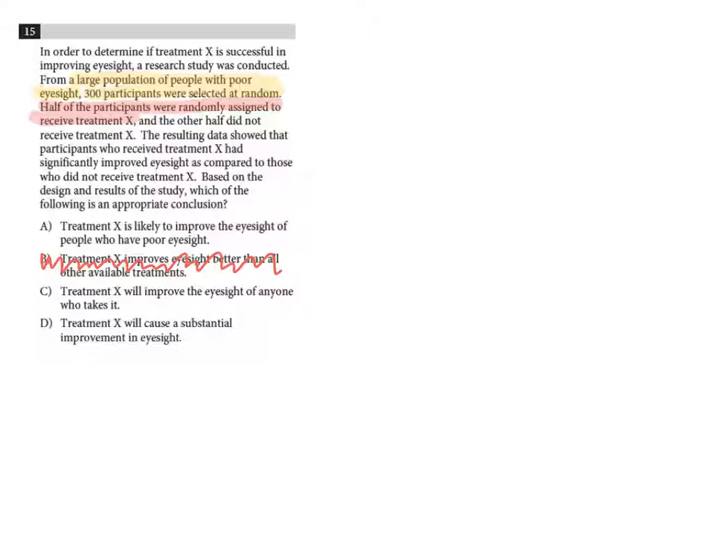C. Treatment X will improve the eyesight of anyone who takes it. Also, can't make that conclusion because the people in the study were people with poor eyesight. And D. Treatment X will cause a substantial improvement in eyesight. That's one of those blanket statements that isn't really founded based on a study. This is very declarative. It is likely to improve the eyesight for people who have poor eyesight, but it's not guaranteed, right? So we're going to say A.